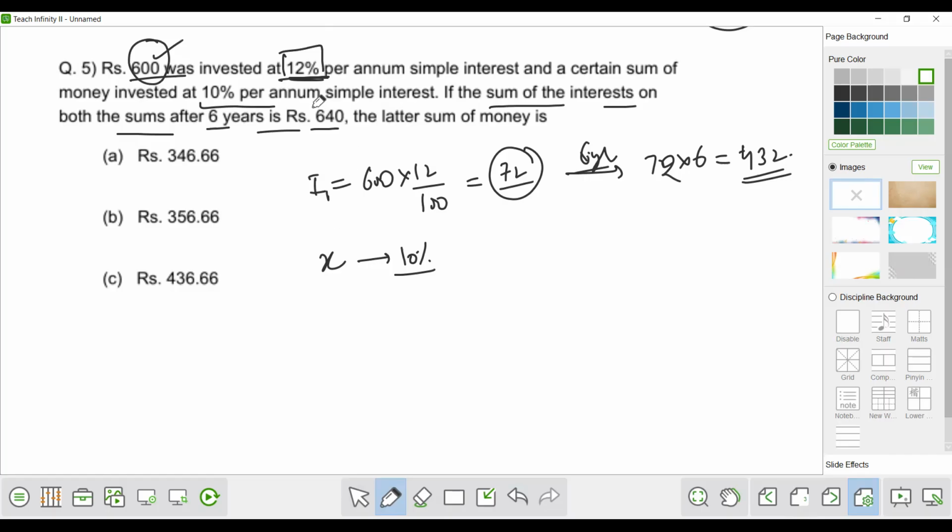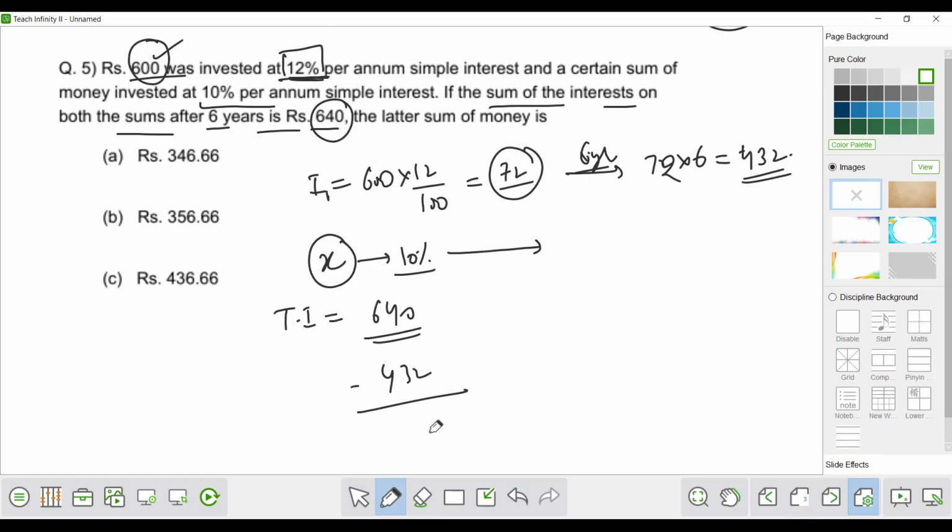And what is the question saying? The total interest we got is 640 rupees. So what is the interest we got on this amount? It is 640 minus 432. This will give us 208. And this is for 6 years. For 6 years, the effective rate will come to 60%. So the value of 60% is 208.